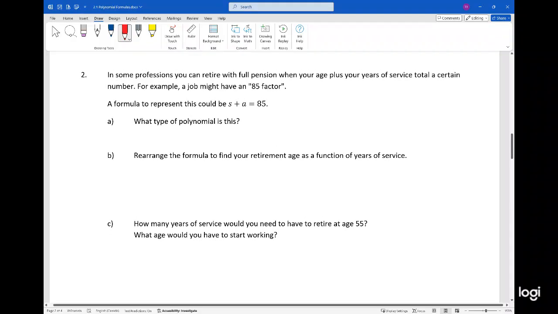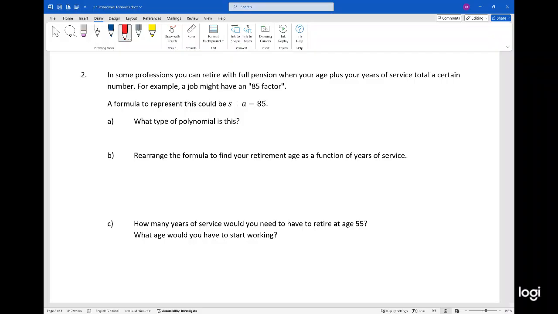Question 2. In some professions, you can retire with a full pension when your age plus your years of service total a certain number. For example, a job might have an 85 factor. A formula to represent this could be S plus A equals 85. So your years of service plus your age equals 85. When that's true, you can retire.